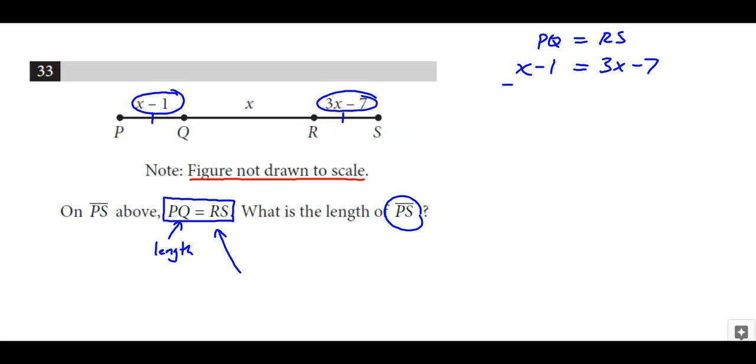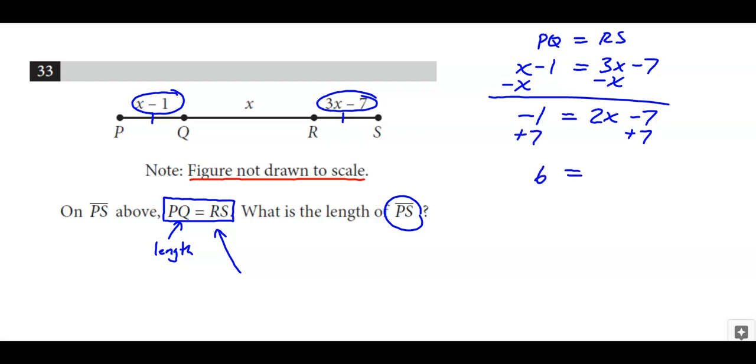I like to always attack the smallest variables first. So I subtract X from both sides. I get -1 equals 2X minus 7. Now that I've isolated X on the right, I'm going to do the opposite, add 7 to both sides. So I get 6 equals 2X. And then finally divide both sides by 2 and get X equals 3.